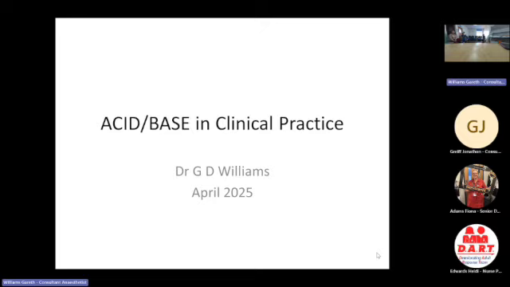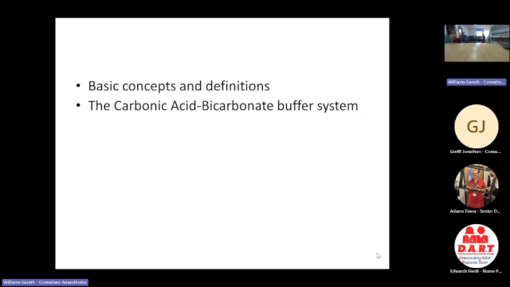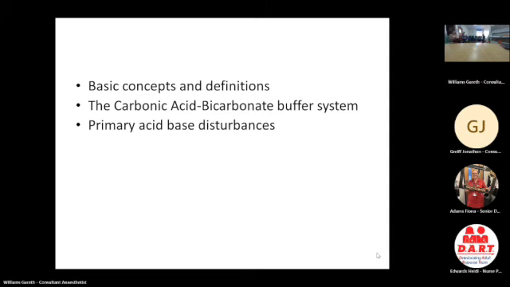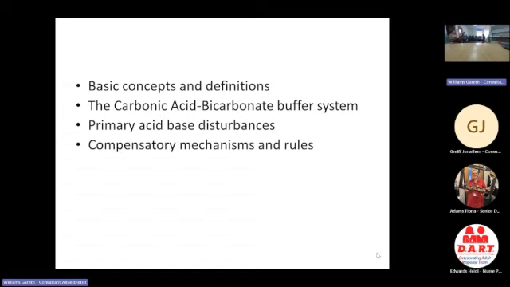This is an intermediate level. I might skip over some of it because some of it may not be super relevant and time-wise, but I thought we'd try and cover some basic concepts. Because we use the carbonic acid bicarbonate buffer system most in our structure and concepts of acid-base, we'll concentrate on that, but look at some of the limitations, describe some of the primary acid-base disturbances, have a chat around the compensatory mechanisms and how we quantify them. Think about the other things we need to look at, particularly in metabolic acidemias.